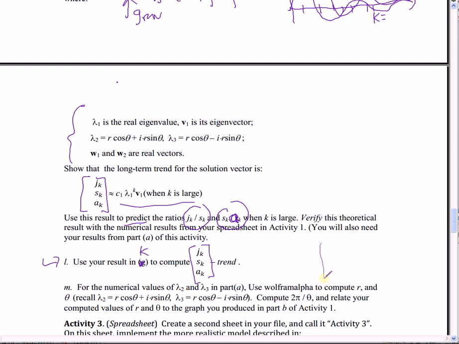If you plot these two values on the complex plane, this is the real axis, this is the imaginary axis. Here we have r cos theta plus ir sine theta. That's going to be a point up here. And r cos theta minus ir sine theta is going to be below the real axis at the same distance. Just to give some geometrical interpretation, r is the absolute value of the complex number. Theta is called the complex argument. It's the angle in the complex plane. So I want you to compute r and compute 2 pi over theta and relate these values to the graph you produced in part B of activity 1. That's it for activity 2.